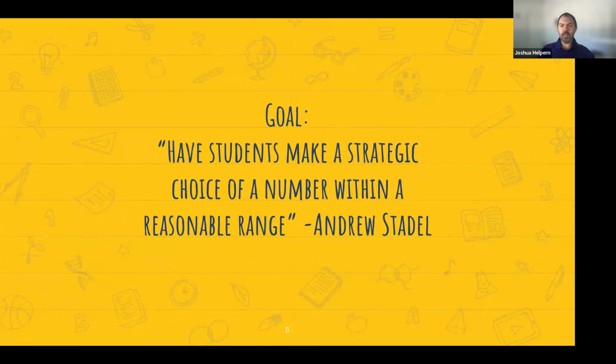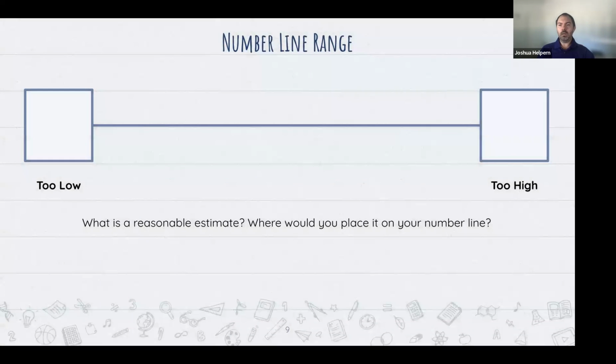So one of the tools we have to do that, and what Andrew likes using, is a number line. And so on our number line, you can just have them draw this in their notebook. You can have one ready for them. But on the number line, we're looking for too low, too high, and then we'll make our estimate somewhere in there. So when I'm doing these estimations with my students, I always start on the too low side.